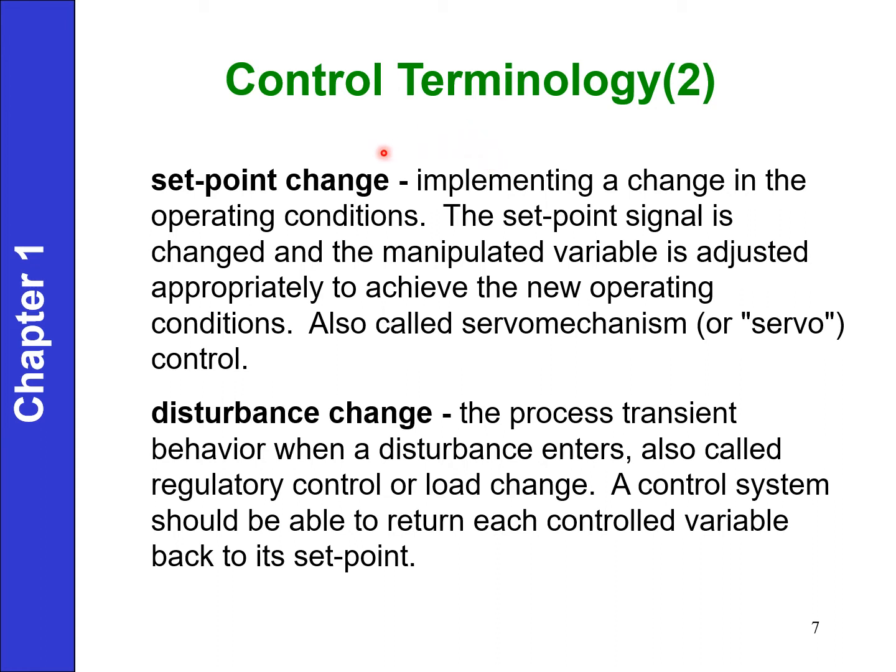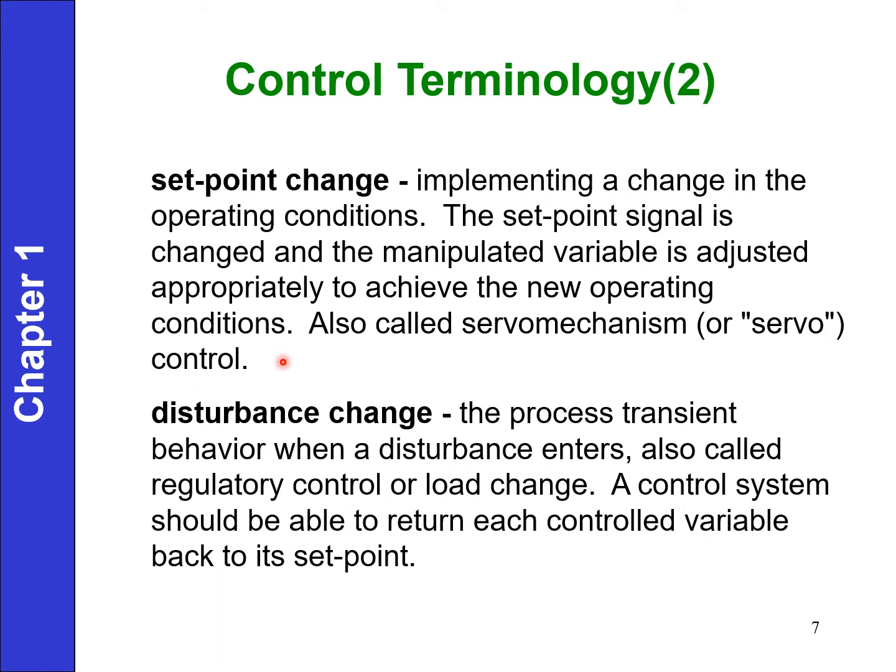Another control terminology that you must know is about set point change and disturbance change. In process control, the performance of a process is basically judged by looking at set point change and disturbance change. Set point change means implementing a change in the operating condition. The set point signal is changed and the manipulated variable is adjusted appropriately to achieve the new operating condition, also called servo mechanism or servo control.